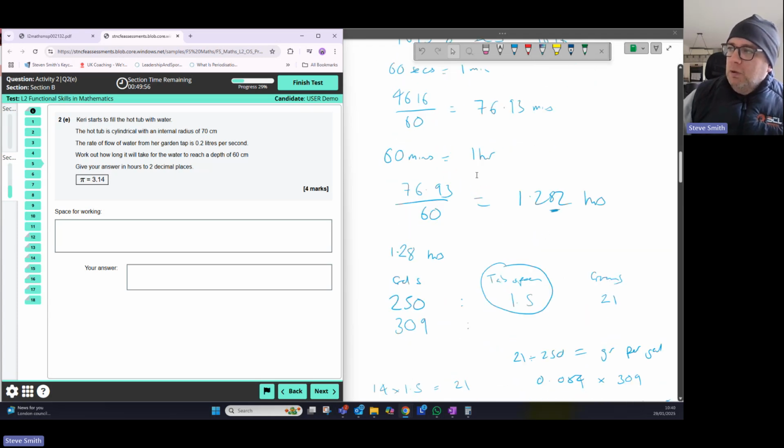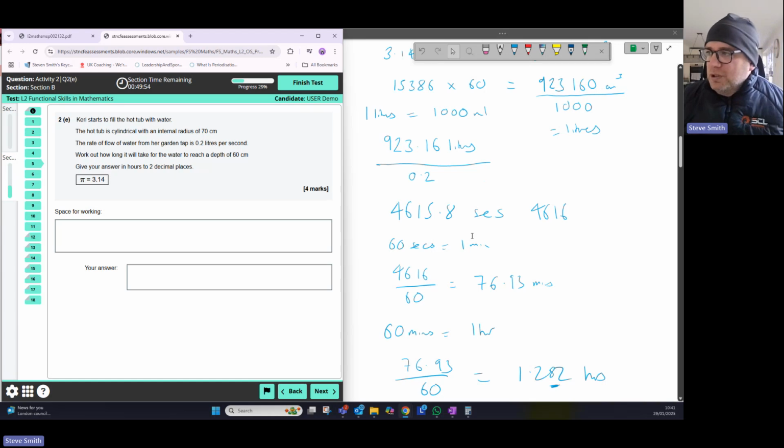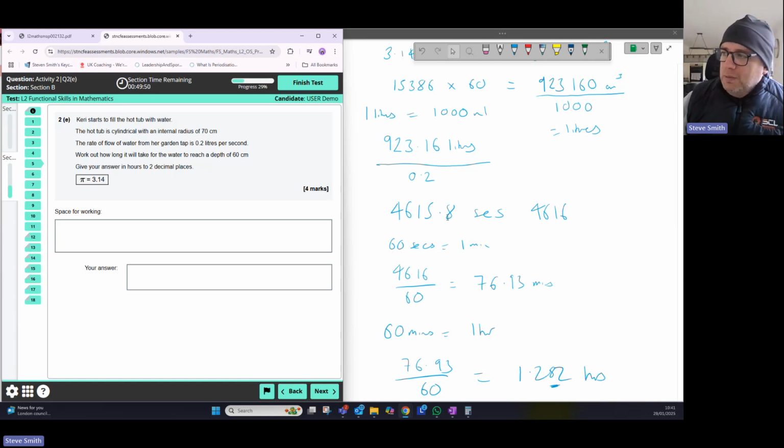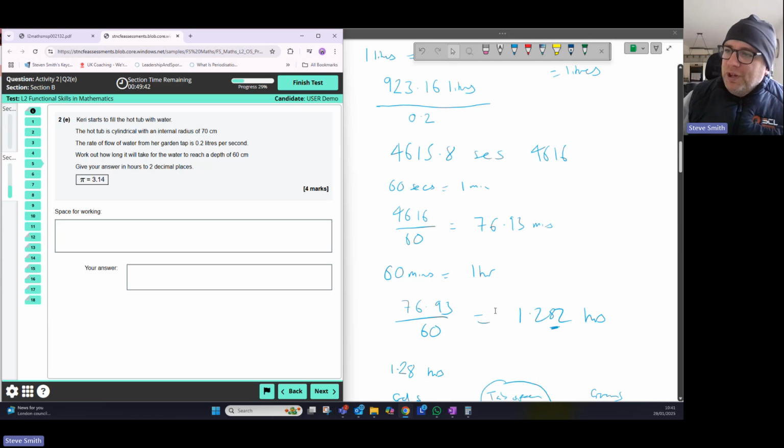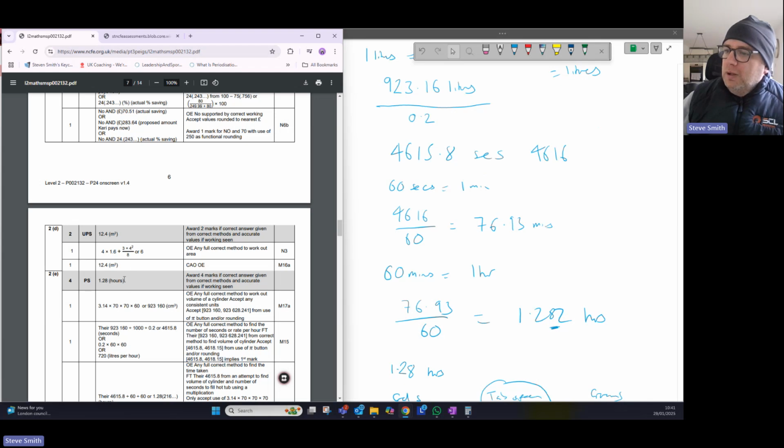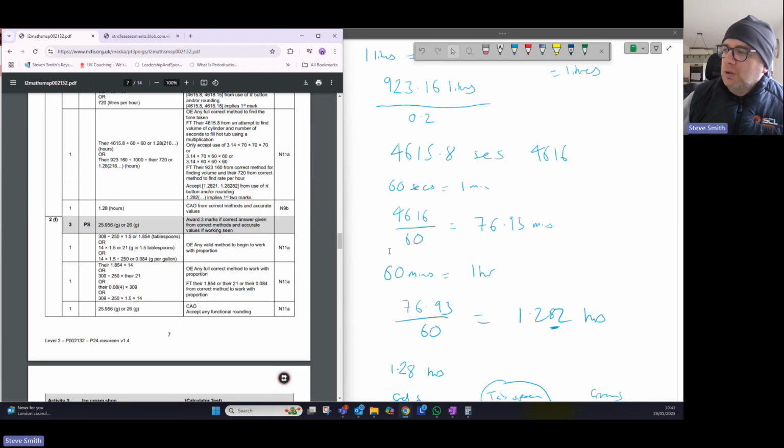So that's where we did the divide by and divide by. We worked out how many seconds altogether it was going to take because we divided the total volume by 0.2. That's how many seconds. Then we divided our seconds by 60 to get minutes. Then we divided our minutes by 60 to get hours. It wanted it as a decimal to 2 places, and that was 1.28. Let's scroll to the next question.